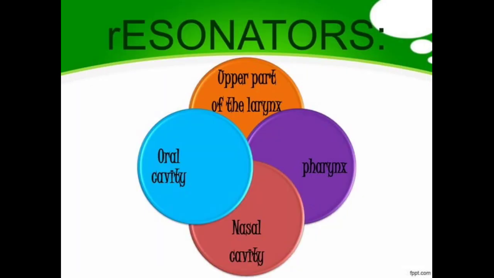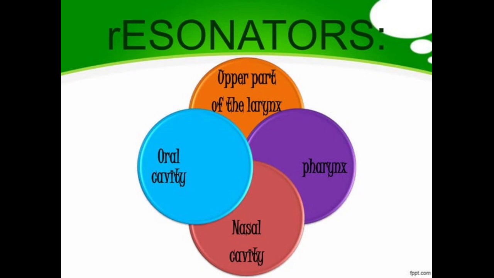The resonators in the speaking process are the parts of the vocal tract that amplify and modify the sound produced by the vocal folds. The resonators include the throat, pharynx, the mouth cavity, and the nasal passages. The resonators produce a person's recognizable voice by adding different frequencies and harmonics to the sound waves.